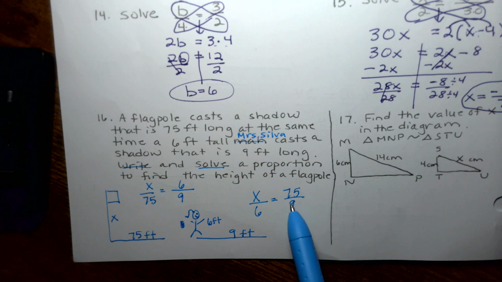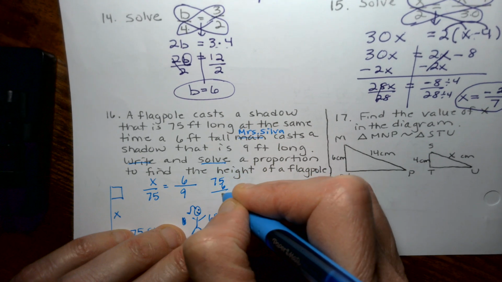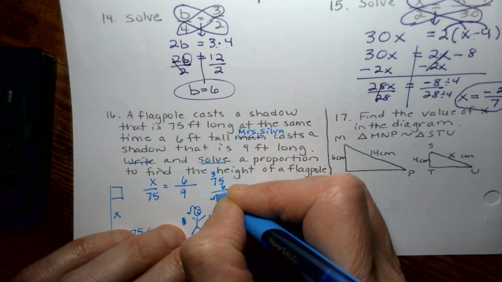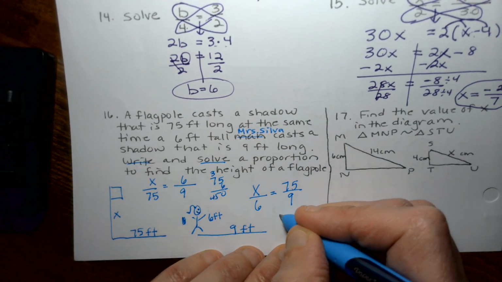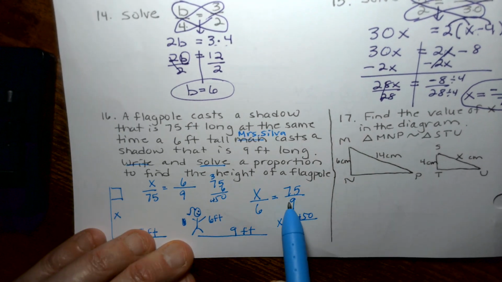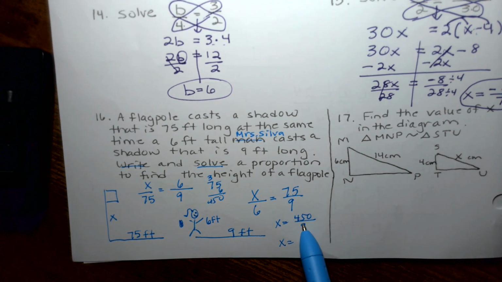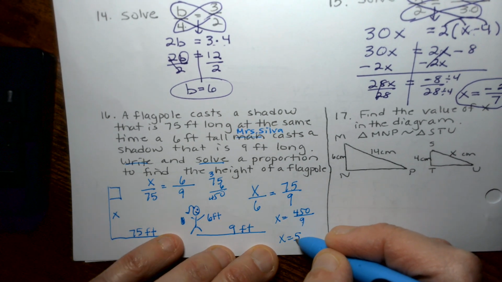So you would then need to do 75 times 6. So let's do that. That's 450. So x is equal to 450 divided by 9. Well, that works out well, doesn't it? Because 9 goes into 45 5 times, and then it's another 0, so it's 50 feet.